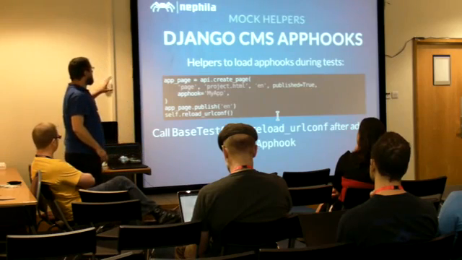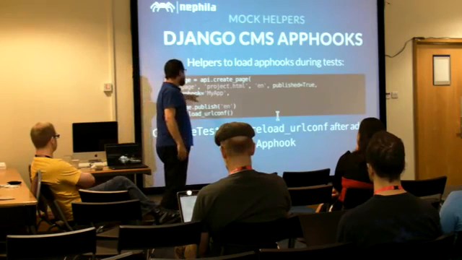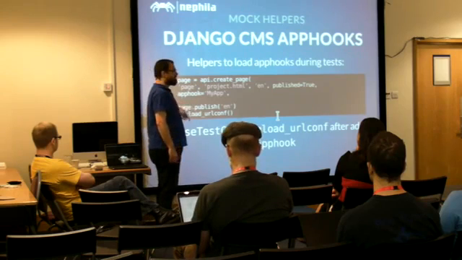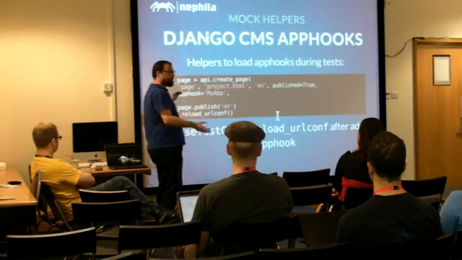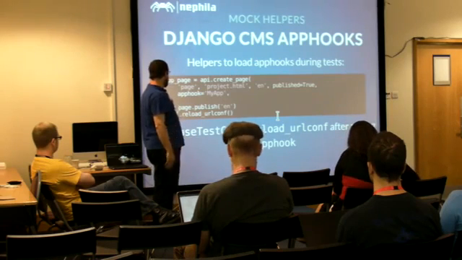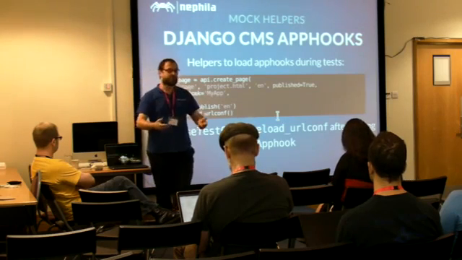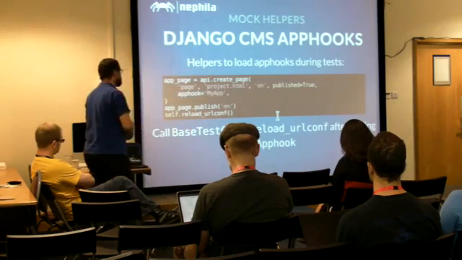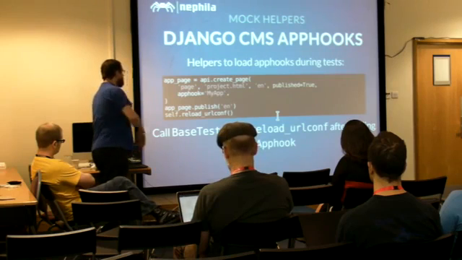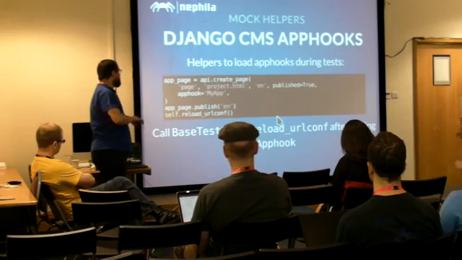But one thing you may want to do when testing your application is adding the apphook of your application to a page. And sometimes this does not interact well with the URL subsystem of Django. So you have the reload_URL_conf to refresh the whole URLs, and so you can actually use the URL conf without having bad interaction with these things.